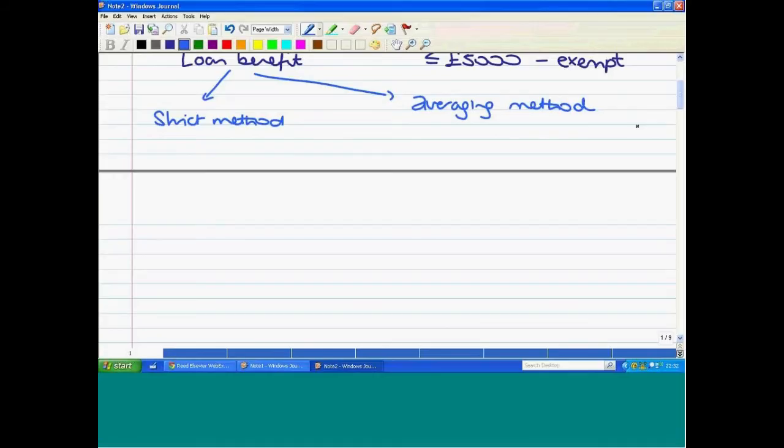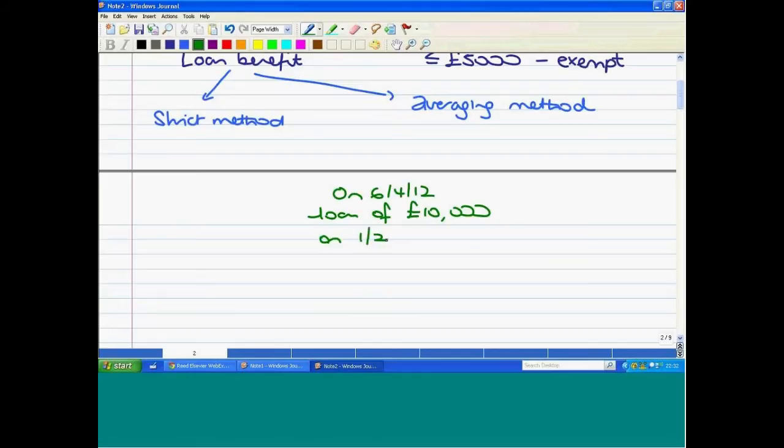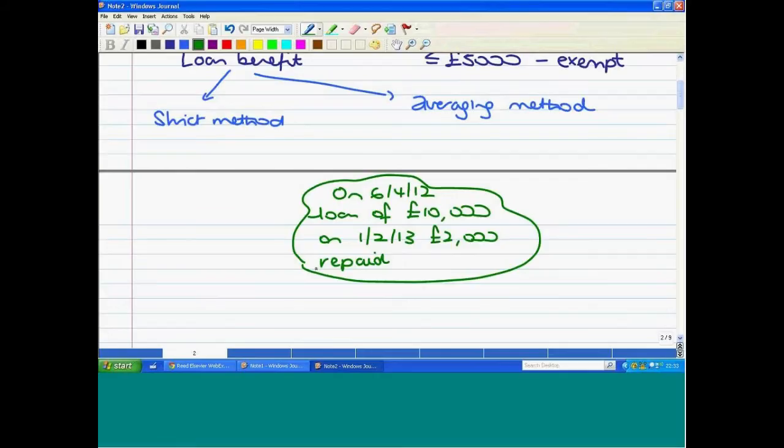So the strict method is where we look at how much is outstanding month by month. So if we take an example, let's put some numbers in. If on the 6th of April 2012 there is a loan of £10,000, and then on the 1st of Feb 2013 £2,000 is repaid. Let's see how we deal with that for both of these methods. So let's start with the strict method first.